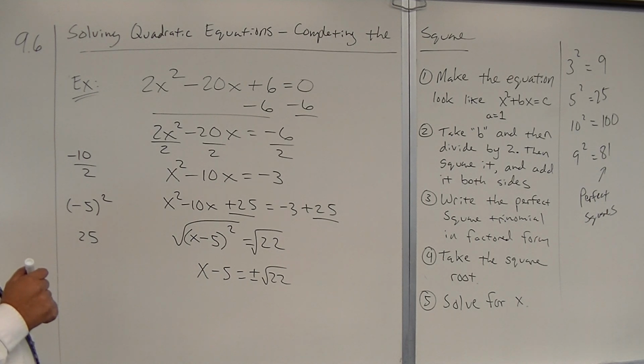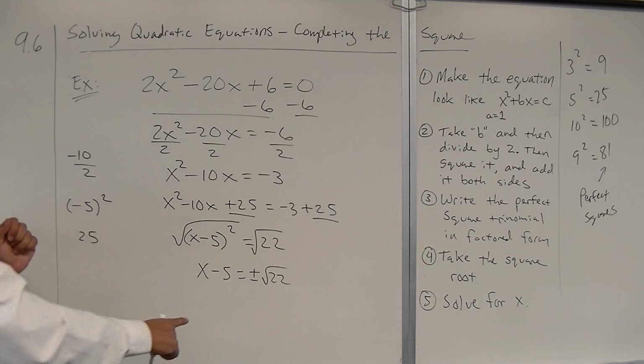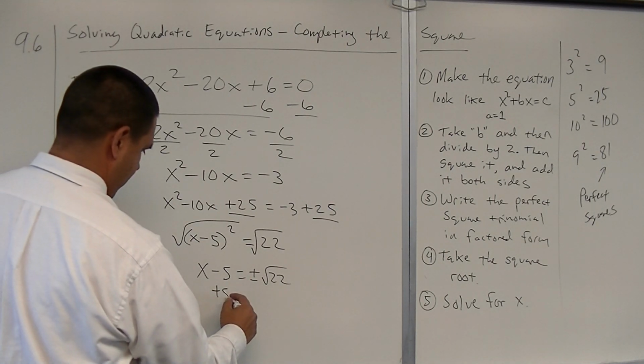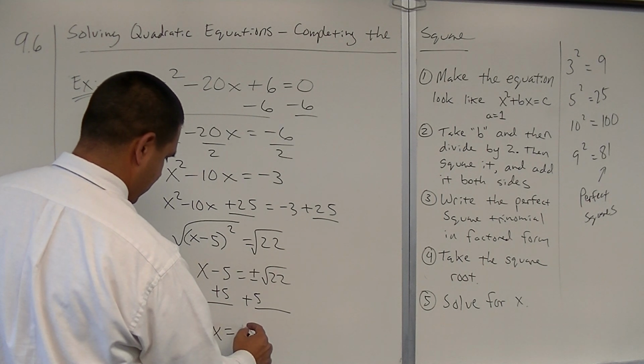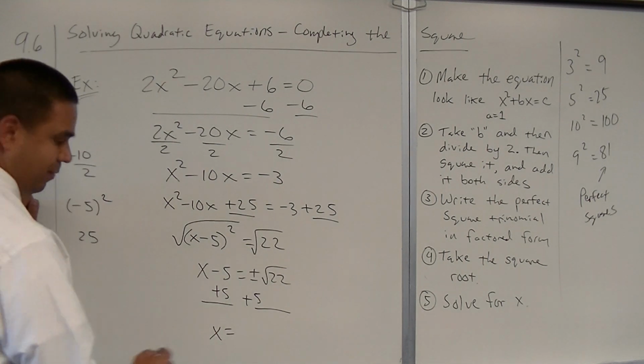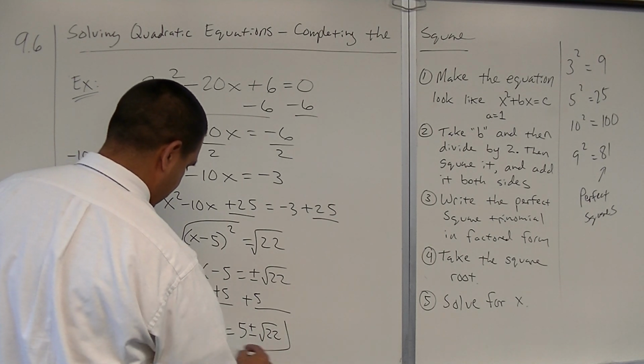And the last step. Solve for x, so we add 5. So x is equal to 5 plus or minus square root of 22. Excellent.